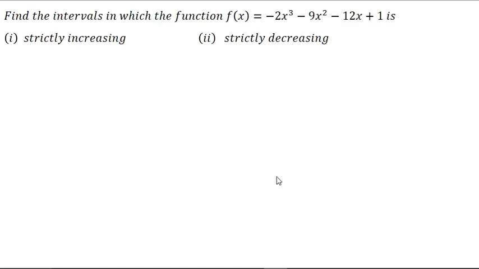Now let us understand this increasing and decreasing function, how we can check it, with the help of one example. Find the interval in which f of x equal to minus 2x cube minus 9x square minus 12x plus 1 is strictly increasing and strictly decreasing.